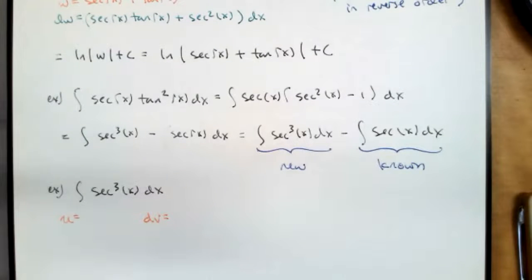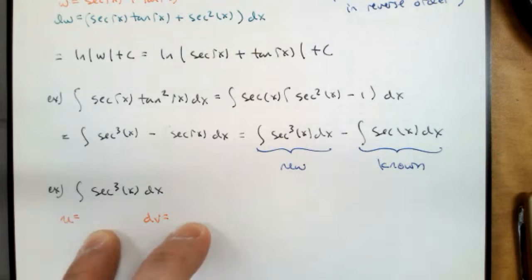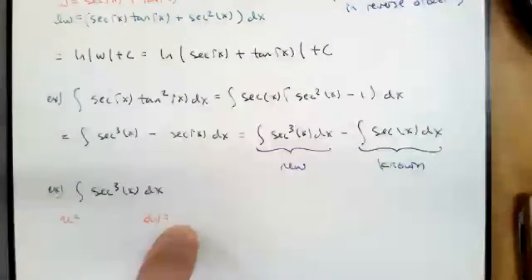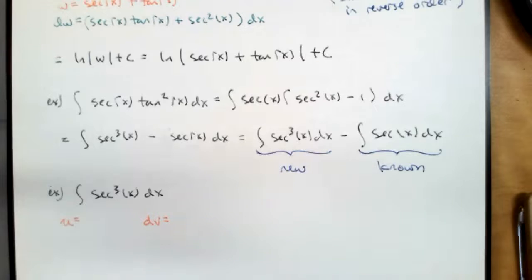Now, in this case, u is something that we differentiate. dv is something we can integrate. There are a bunch of ways that we can deploy. We can go secant cubed and 1, secant squared and secant, or 1 and secant cubed. But that last one doesn't make any sense at all, because if I could integrate secant cubed of x in the dv slot, then I would just do that. So really we only have 3 choices.